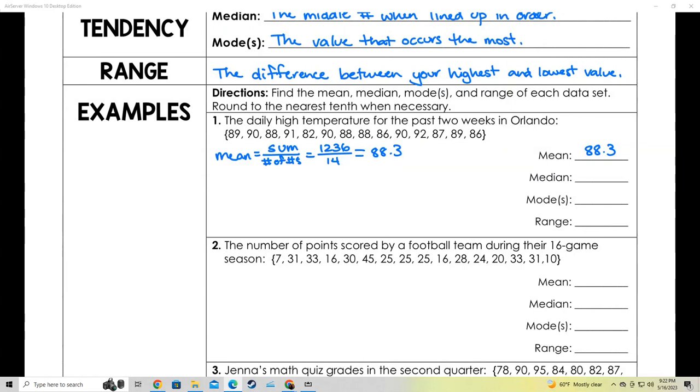Median, remember, very important that we write these numbers in order. So for the median, I'm going to write these numbers in order first. Let me go ahead and do that right now. Okay, here are the numbers in order. And then you're going to work your way to the middle and see which one is the middle number.